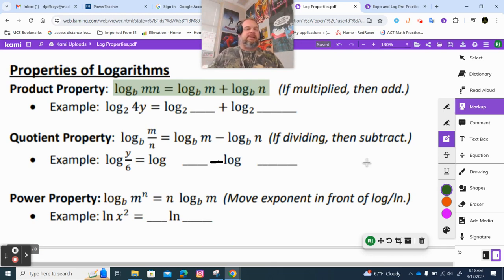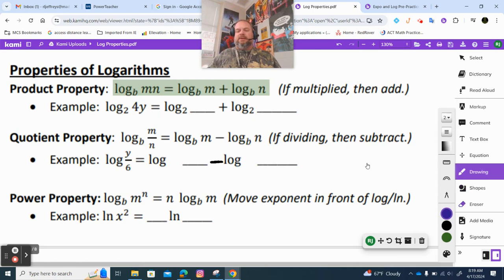That says basically you have log of some base with two things multiplied. Here's what you need to know. If we have two things multiplied, we can actually separate them and add them. For instance, let's look at our example. If we have log base 2 of 4y, we can rewrite it as log base 2 of 4 plus log base 2 of y. Ta-da!